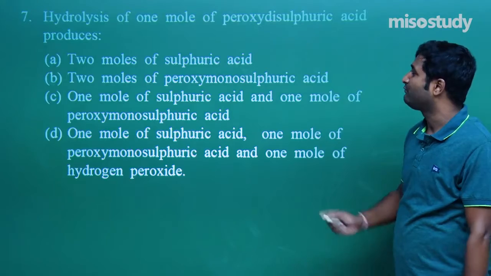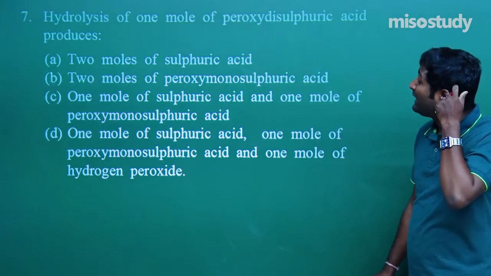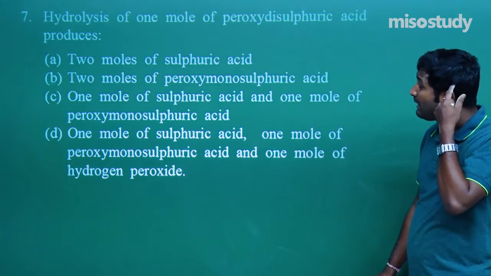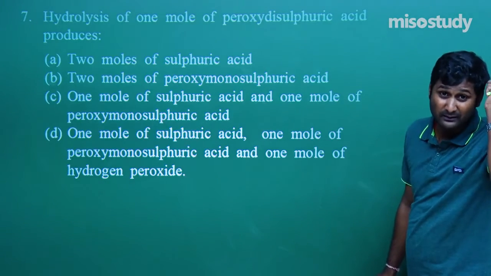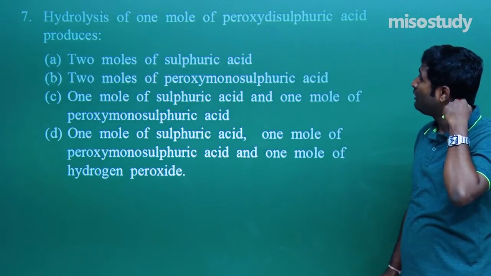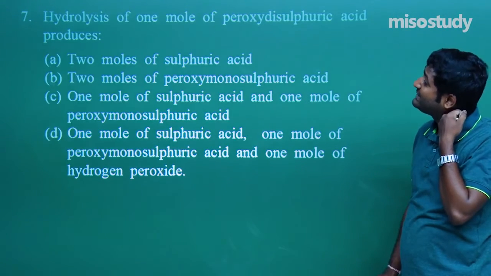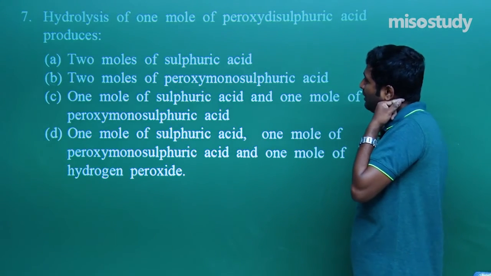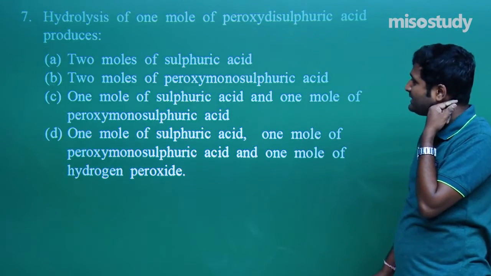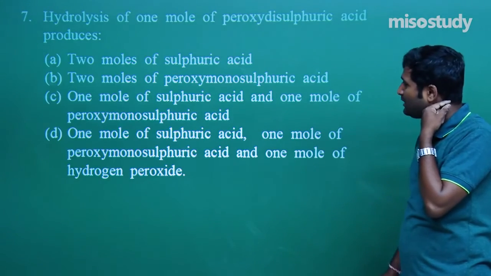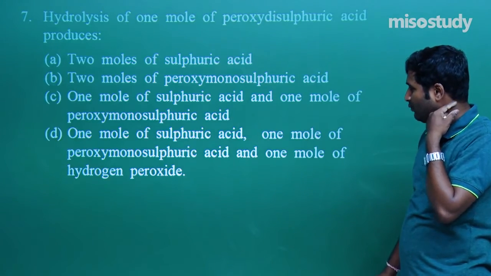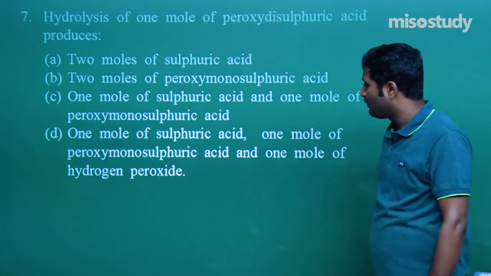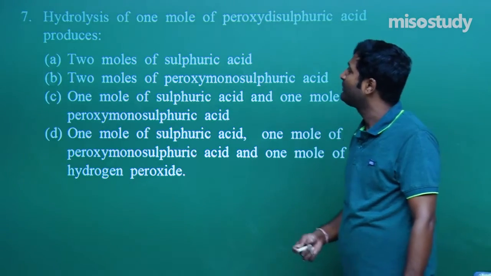Hydrolysis is slightly confusing, that's why I have taken this question. Hydrolysis of 1 mole of peroxydisulfuric acid is also a question from IIT JEE, but the answer differs according to me. The options are: 2 moles of sulfuric acid; 2 moles of peroxymonosulfuric acid; 1 mole of sulfuric acid and 1 mole of peroxymonosulfuric acid; 1 mole of sulfuric acid, 1 mole of peroxymonosulfuric acid, and 1 mole of hydrogen peroxide. Now what will happen? Check it out.